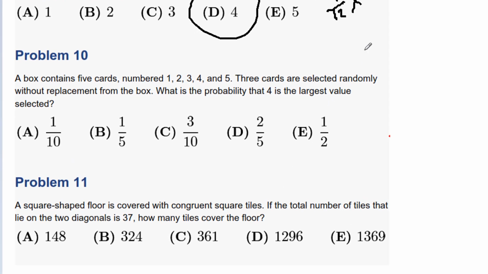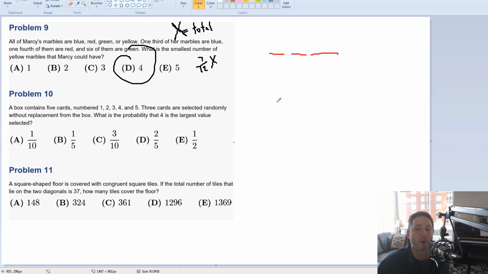Probability question. A box contains 5 cards. 3 cards are selected randomly without replacement from the box. What is the probability that 4 is the largest value selected? Okay, so we're going to choose basically 3 cards out of the 5, and one of them has to be a 4.